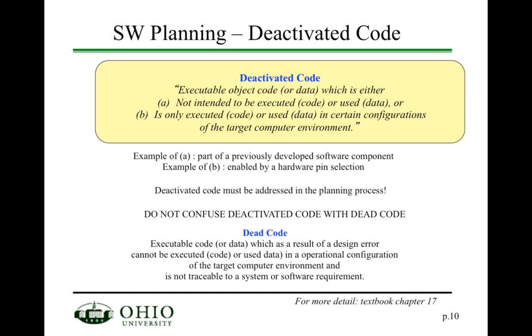Also, you must not confuse deactivated code with dead code. Dead code really means code that's in your program as a result of a design error. It cannot be executed. Maybe you have an if zero there for whatever reason. If that's the case, that code is undesirable. You need to get rid of it. Now there's a whole chapter in the book, chapter 17, that talks about the ins and outs of deactivated code. I would recommend going through that chapter.